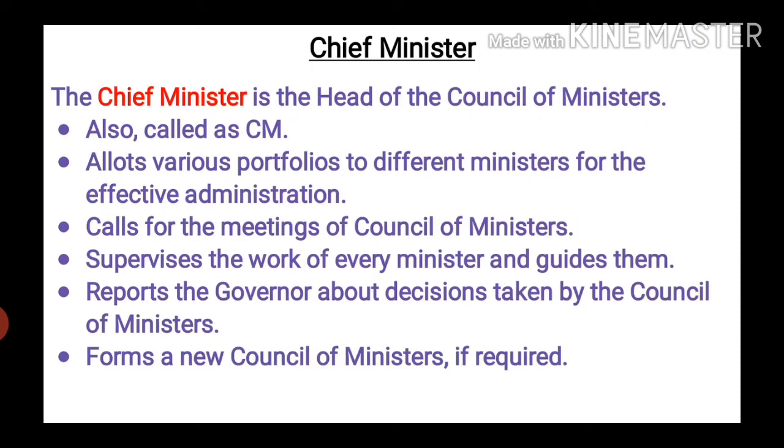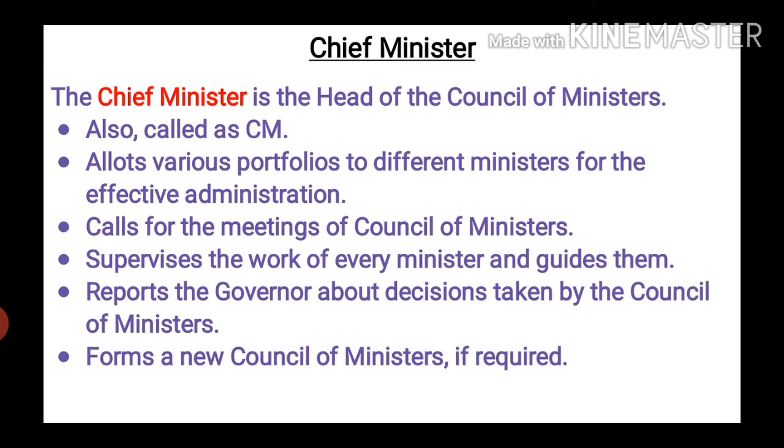Then comes the Chief Minister. So, who is the Chief Minister? He is the head of the Council of Ministers. He is also called the CM. What does he do? He allots various portfolios to different ministers for effective administration. It means he is providing them the responsibilities. Okay, he provides different responsibilities to different ministers.